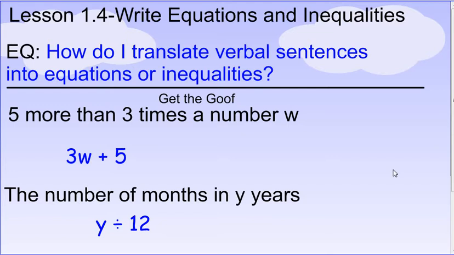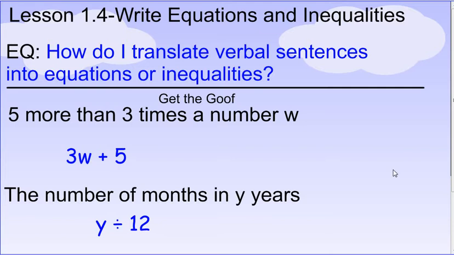The essential question says, how do I translate verbal sentences into equations and inequalities? In the last lesson, we talked about writing verbal expressions. Expressions are problems that don't have an equal sign, like 3 times 5 or 5m. That's what we got in the last lesson. Today's lesson is all about equations and inequalities.